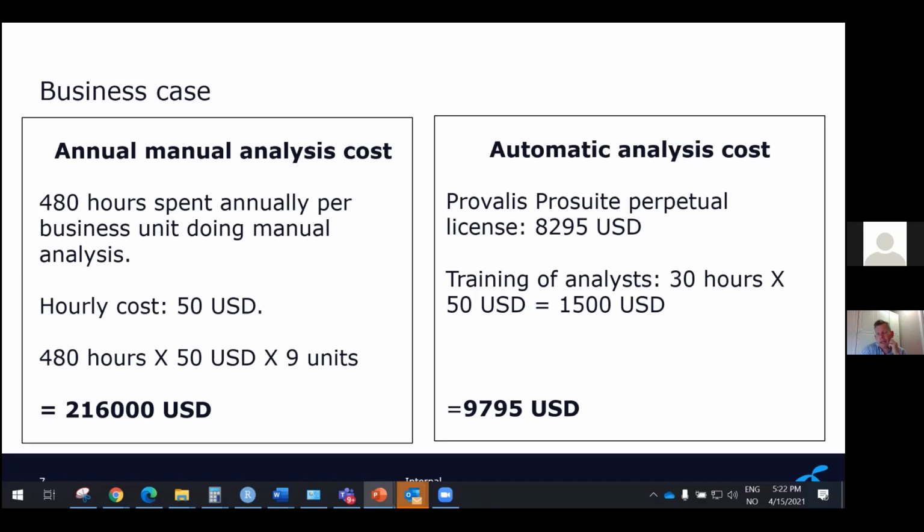But if we automate this, then we buy a license for the list price of almost 8,300, and then we have a little bit of training. Probably we need about 30 hours to train some of these analysts to do this. Probably some retraining of the models also. I haven't put it in, but it's a little less than 10,000. So it's a pretty good business case to do this.